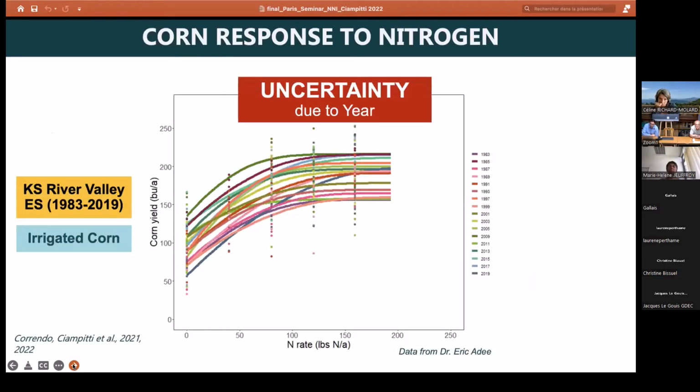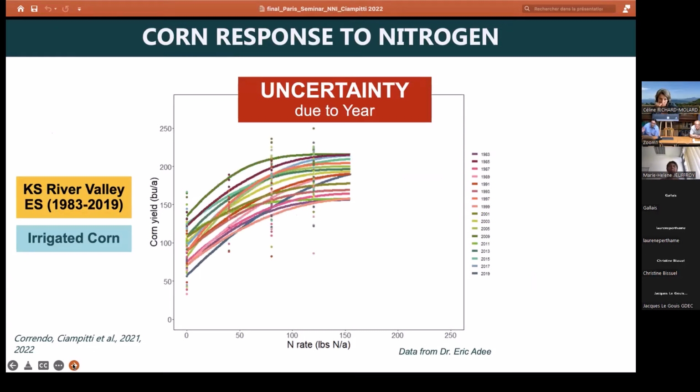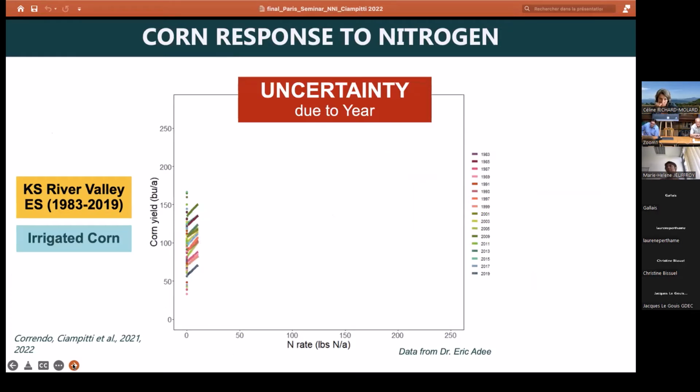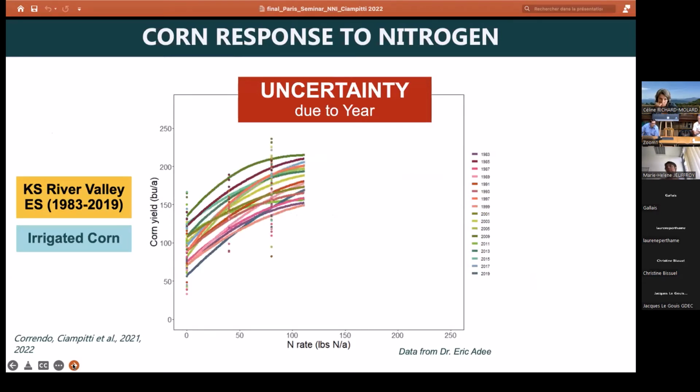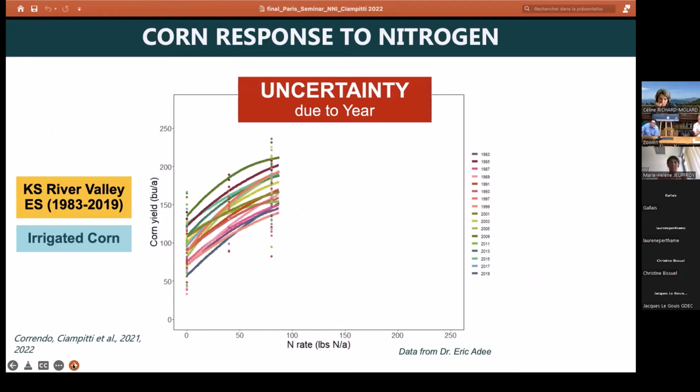So another PhD student, we have a publication that looks at more than 4 decades, close to 5 decades of data. Look at all the different curves. This is the same location, and this is the yield response to nitrogen rates. And each curve is a different year. So now tell me which one is the optimal.